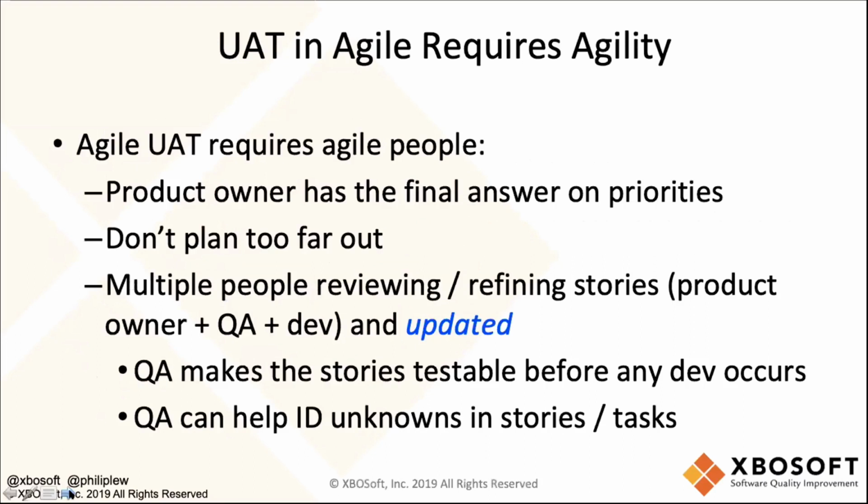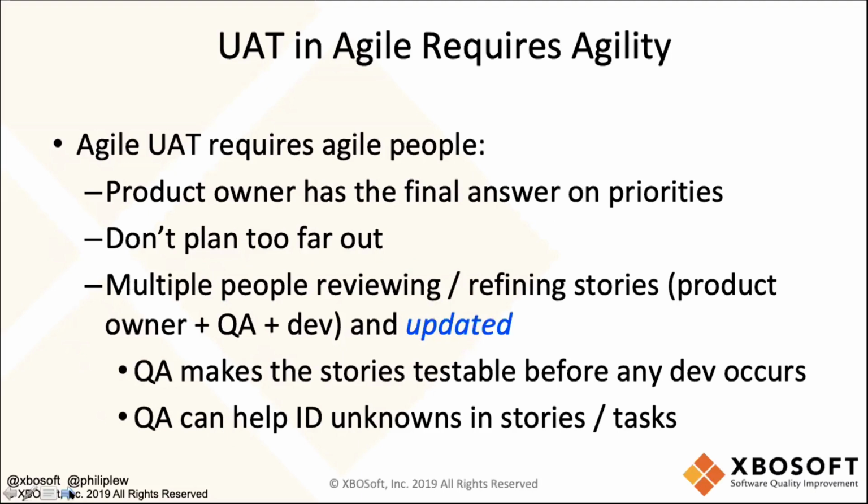Lastly, UAT in Agile requires you to be agile, right? And that means that you cannot plan too far out. We really don't recommend planning out more than 2 sprints. And it's important to have multiple people working on and refining and grooming those stories.